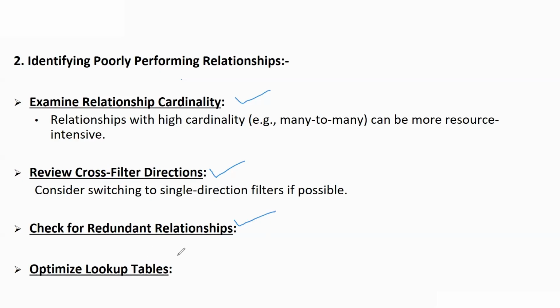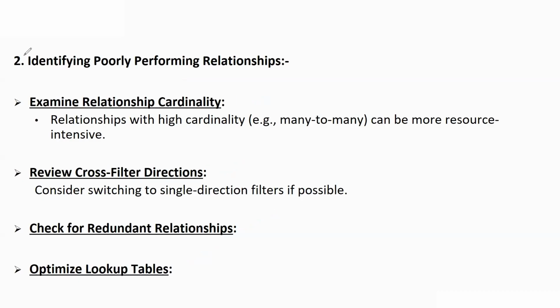And then the last point over here is optimize the lookup tables. You have to ensure that the lookup tables, that are basically the dimension tables, are optimized for performance. This includes minimizing the number of columns and ensuring that the columns used in the relationships are indexed properly.